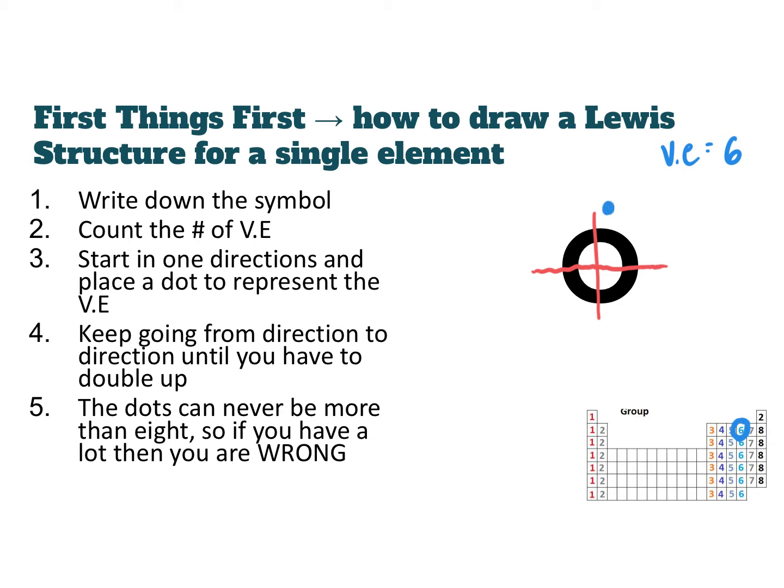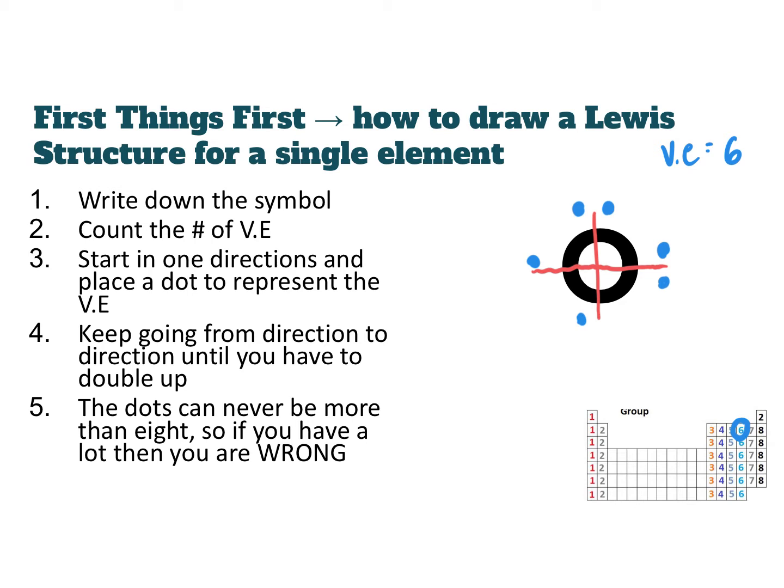Rule 4 says keep going from direction to direction until you have to double up. So I'm going to place 1, 2, 3, 4. Now I'm going to double up. I'm going to keep going from direction to direction until I run out: 5, 6. So there we go. Rule 5 says the dots can never be more than 8, so if you have a lot, then you are wrong. The number of dots should equal the number of valence electrons.